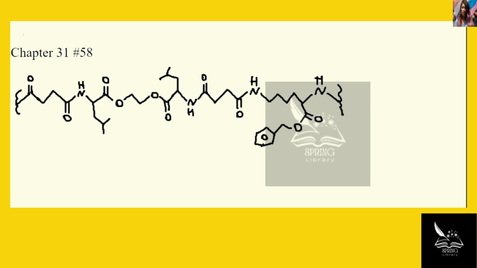This is the answer to chapter 31, problem number 58 from the Smith Organic Chemistry textbook. And this problem talks about this polyester amide that I've redrawn here, and talks about how useful it is for drug delivery. But basically, what we're asked to do is to identify the four monomers that are used to build this polyester amide. And then two of those monomers, we're told, are amino acids, and we're asked to name those amino acids. And so this is fairly straightforward.